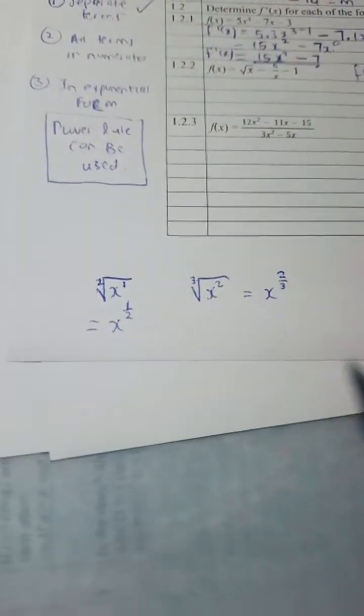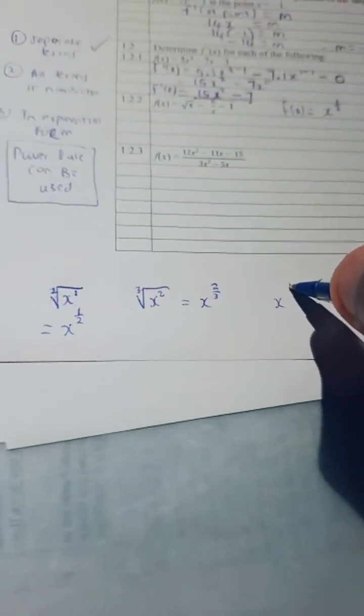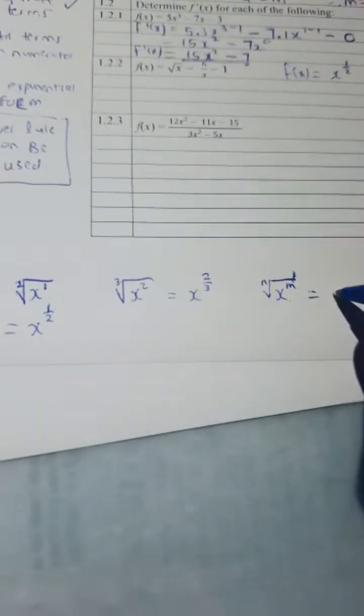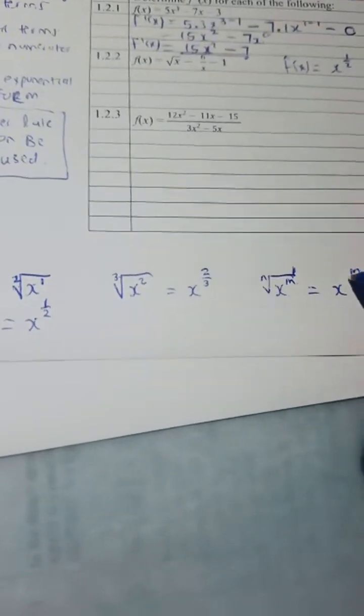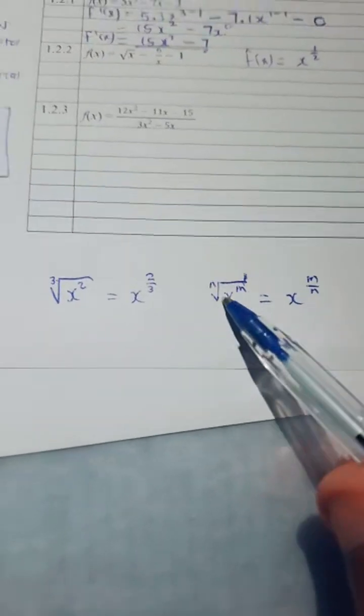So I hope you guys see that whenever you have a root form, you can, in actual fact, in essence, write the nth root of x to the power m as x to the power m over n. Very, very important. When you remove the nth root, the n goes to the denominator.